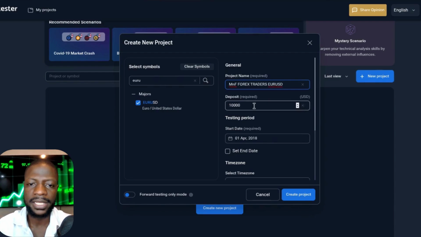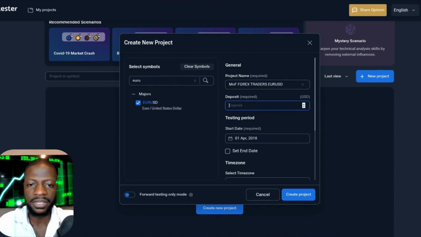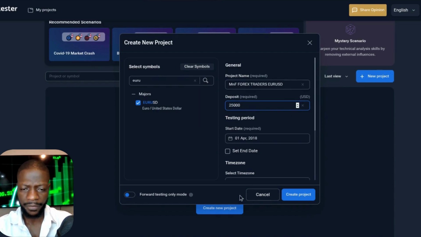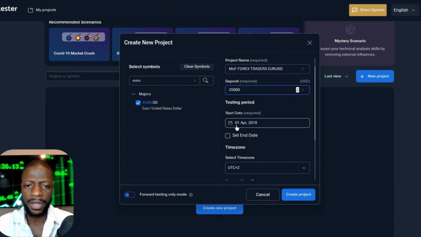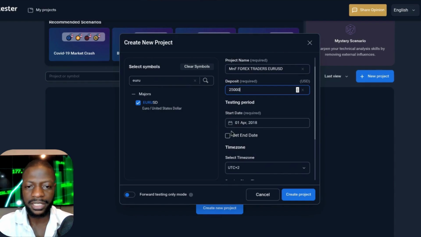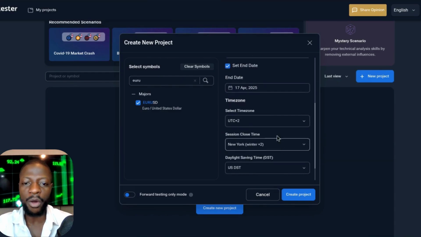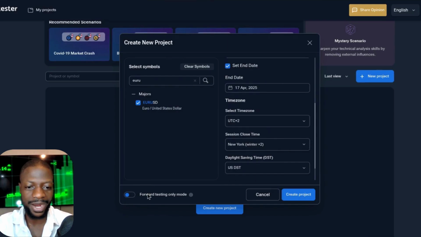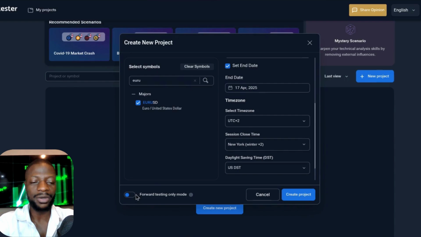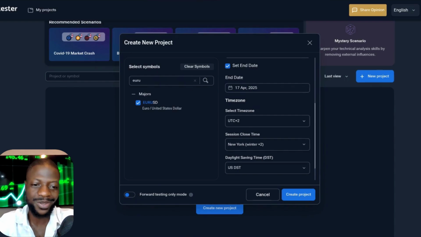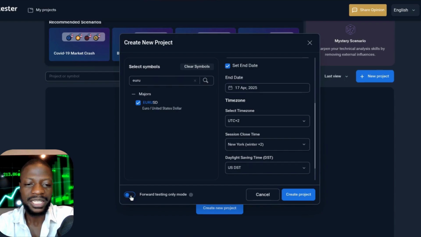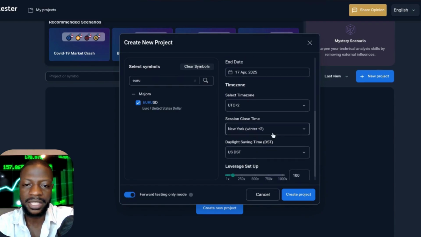And then for the balance, let's make it $25,000. And then we're going to start from 2018 till date, right? So we go ahead and create, and then we're also going to turn on this feature right here. It says forward backtest only mode. When you turn this on, you can't go back, you can only go forward, so there's no cheating, right? Now let's click that, and then you can see these are the time zones and all.